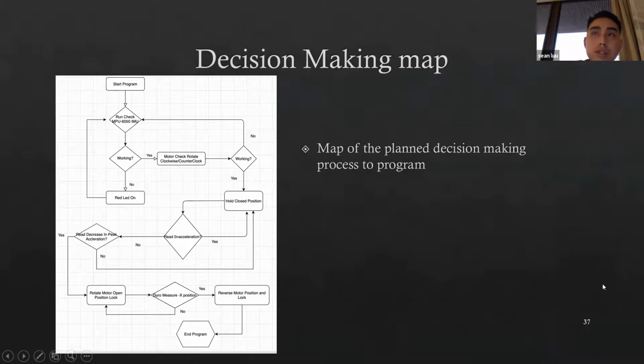deceleration, which means it's already gone through its flight and it is now reaching its apogee, and then in turn, the motor will rotate to its open position and lock. After that, the rocket should be going to a negative x-axis, which means it's going back to the ground. It would detect that, and the motor would rotate again, bringing the air brakes back in for a safe landing, and then the program terminates.